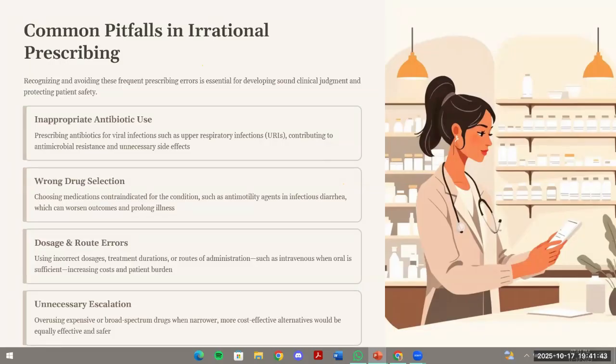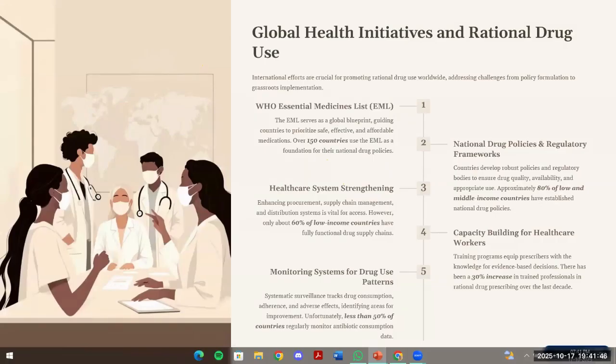By this, we can go ahead with the global health initiatives. Irrationality will not help. We can improve the global health system by rational drug use, that is, by developing the evidence. We have been talking about the evidence. Evidence-based medicine can help us integrate international efforts to promote rational drug use worldwide, ranging from policy formation to grassroots implications.